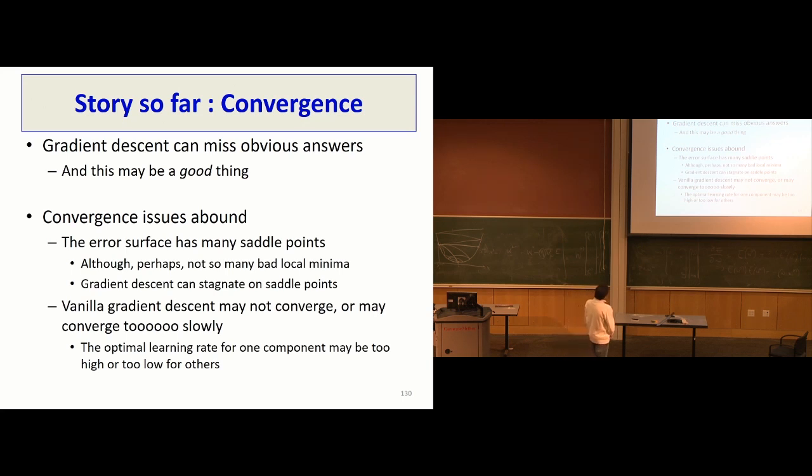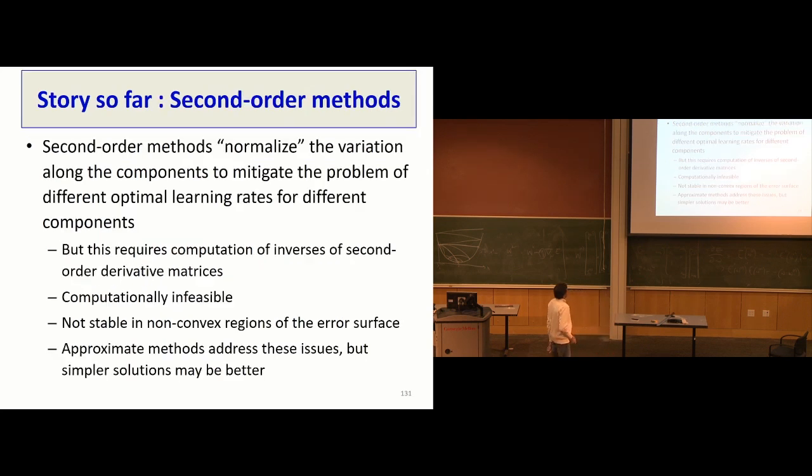So the story so far: gradient descent can miss obvious answers, but sometimes this may be a good thing. Convergence issues abound, so the error surface has many saddle points, although perhaps not so many bad local minima, and gradient descent can stagnate on saddle points. Vanilla gradient descent may not converge or may converge too slowly, because the optimal learning rate for one component may be too high or too low for the other components.